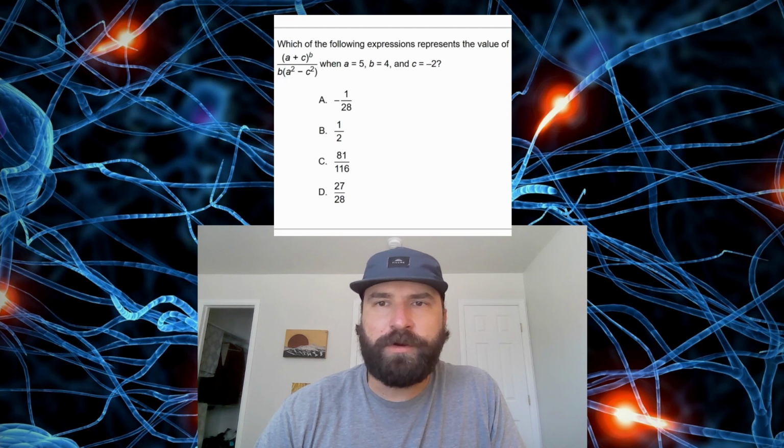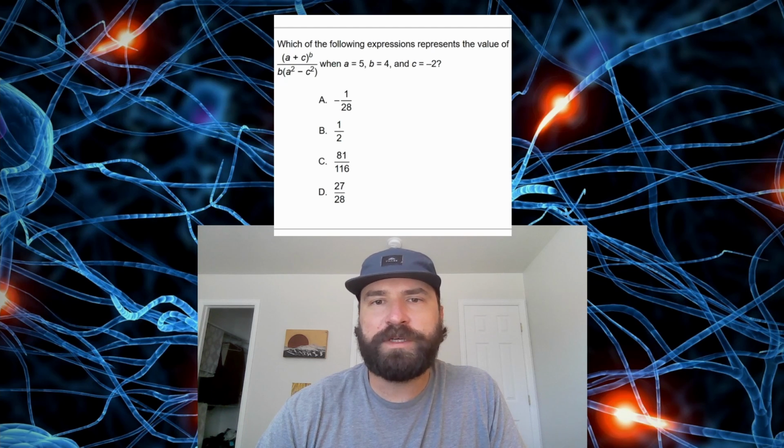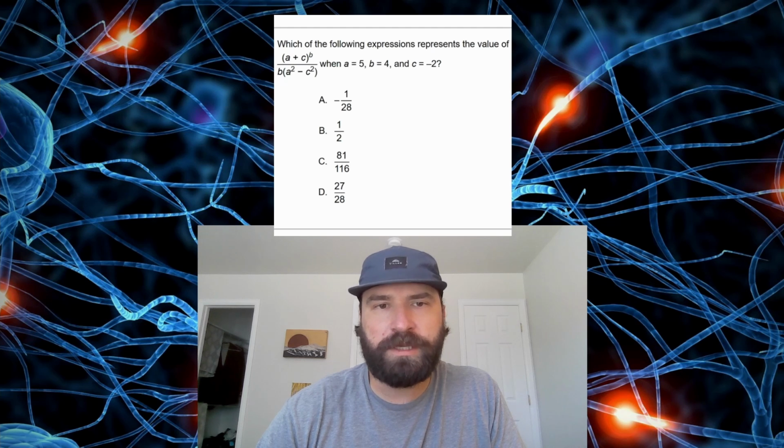All right, let's dive into another MTEL question. This one says, which of the following expressions represents the value of (a plus c) raised to the b, over b times (a squared minus c squared), when a equals 5, b equals 4, c equals minus 2? So what we're going to want to do is just plug these values in and simplify the expression.